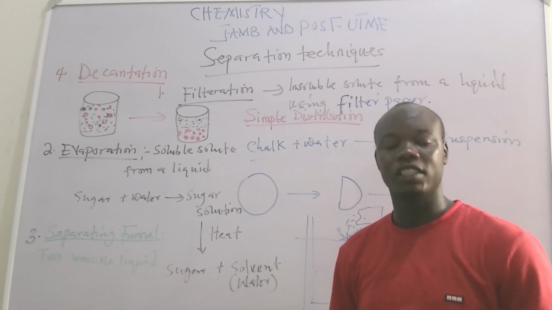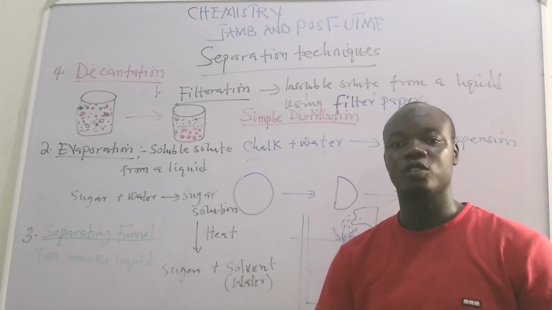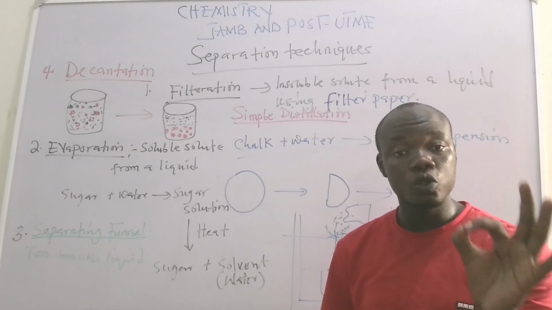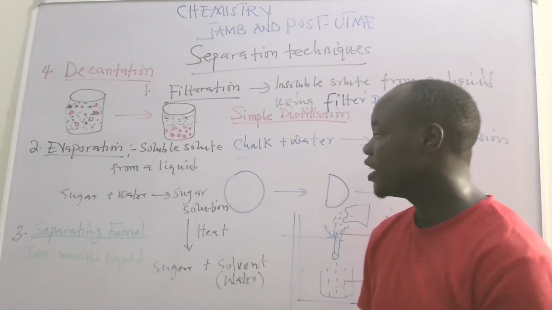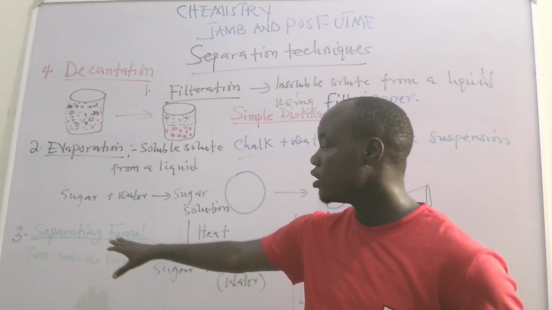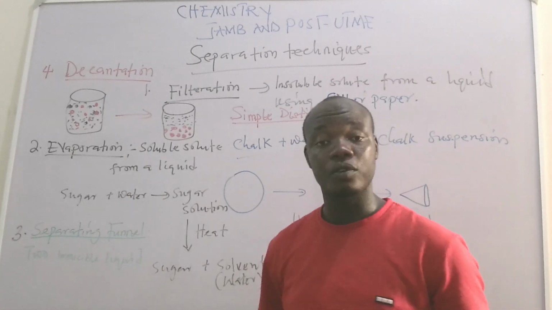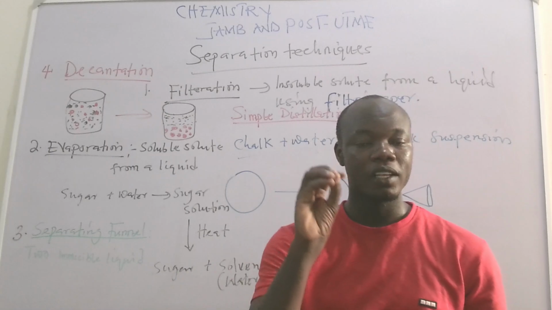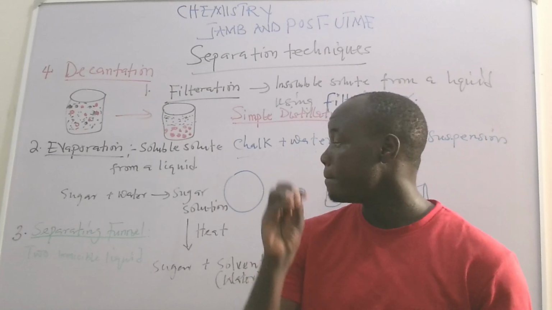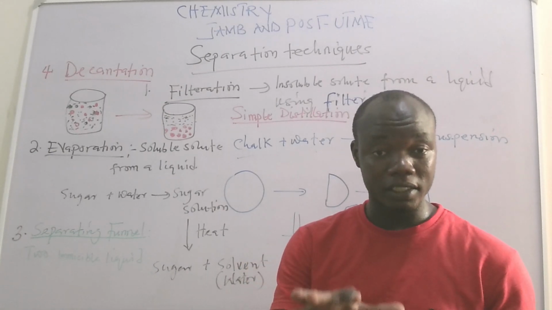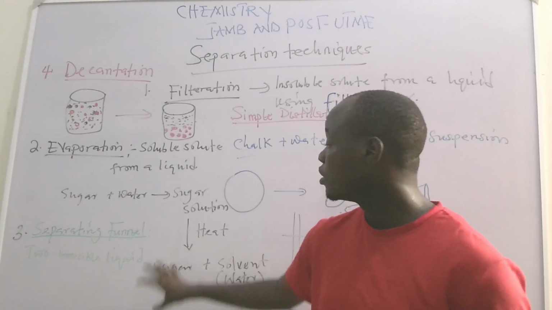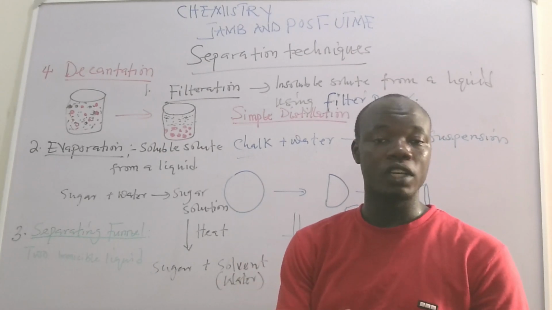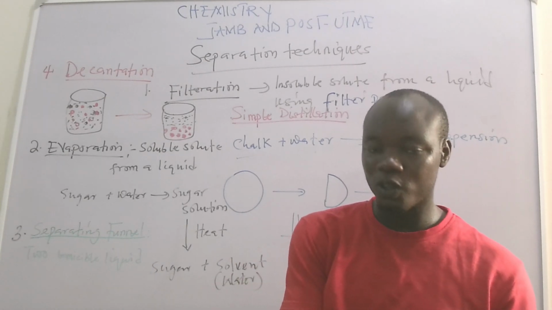So a simple distillation is also another type of separation technique that is used to separate two miscible liquids. In this case, it's like, for example, a separating funnel, which is separating liquids. Also, a simple distillation is separating liquids. So both the separating funnel and simple distillation are methods that are used for separating two liquids.